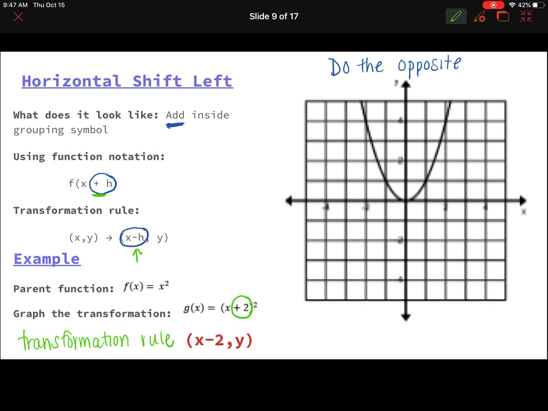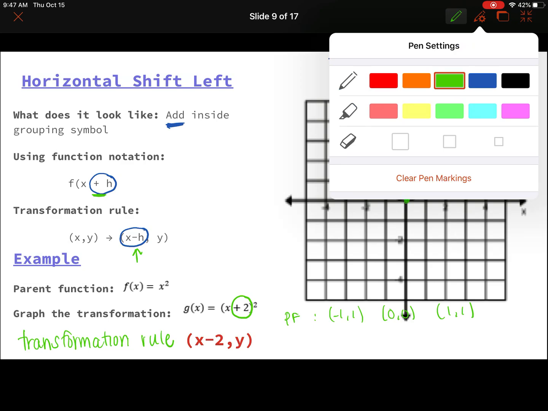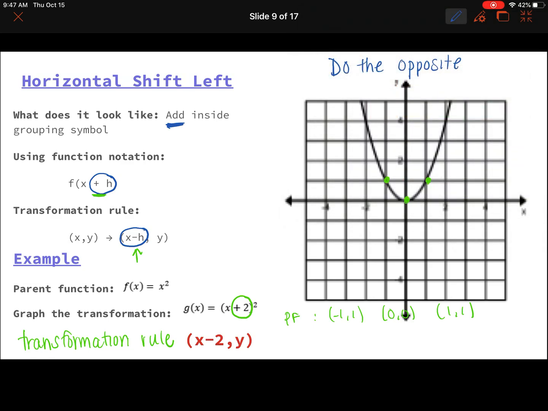Remember, we've got to make our points first. So I'm going to do the same thing here, here, and here. Now my parent function points are -1, 1, 0, 0, and 1, 1. Okay? Now we're going to pick our points. Remember, our x value is being affected, and we are subtracting 2. Even though it says plus, this means minus.